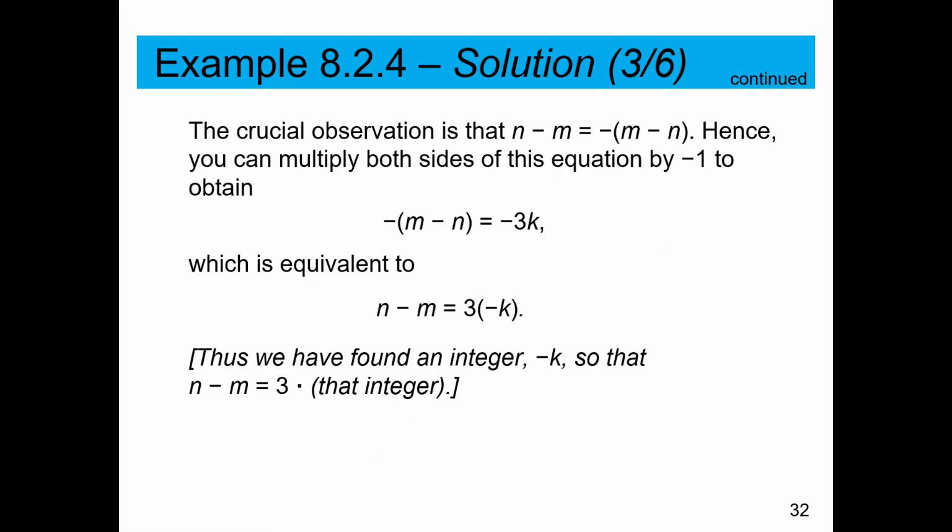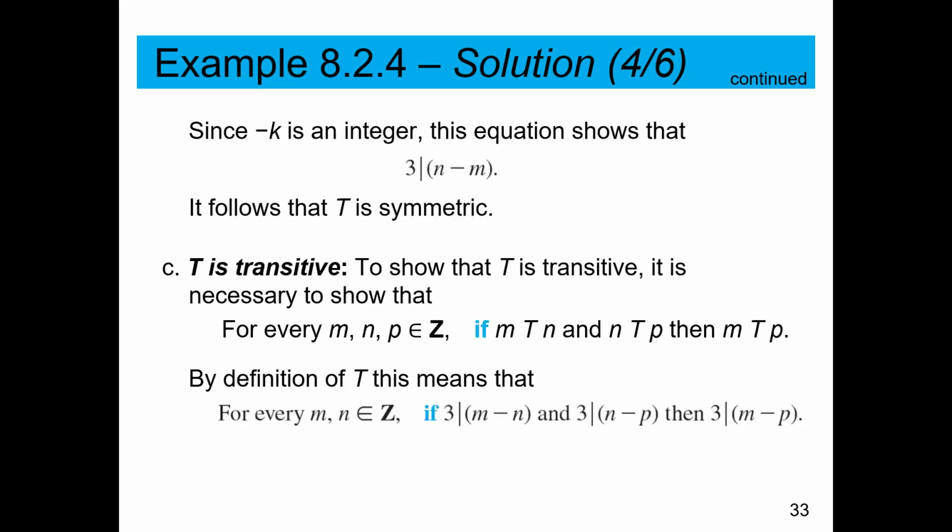Here's that walkthrough. Again, remember, to reverse the order of subtraction, we only have to multiply by a negative. So because of that, multiply both sides by a negative to keep the equation balanced. And it turns out that that's 3 times a negative K, which is still 3 times some integer. So boom, we found it. So it is indeed symmetric.